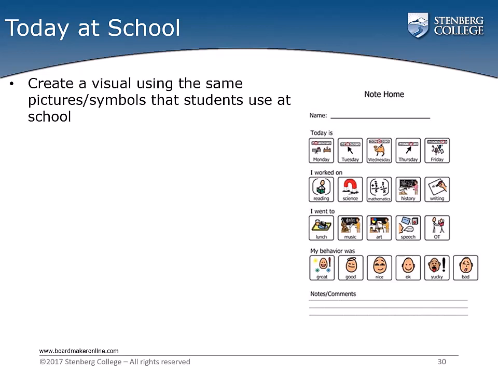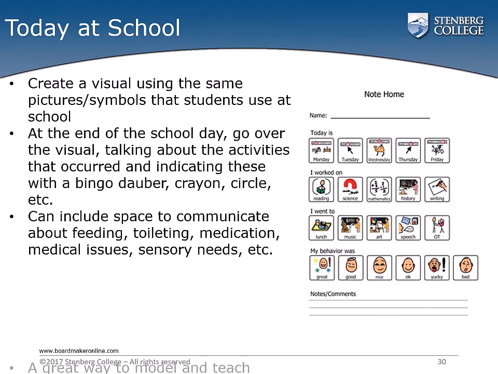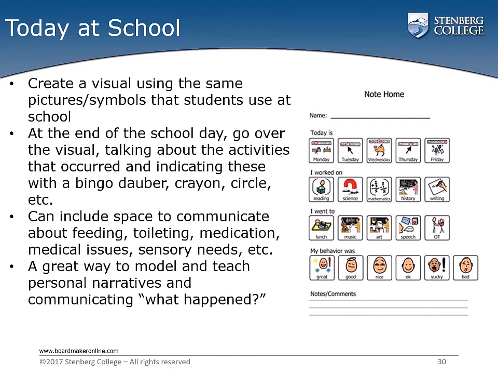can be created using the same pictures and symbols that students use at school with their schedules. So at the end of the school day, you go over the visual, talking about the activities that occurred and helping the student to indicate these either with a bingo dabber, with a crayon, by circling it, and so forth. They can also include space to communicate about feeding, toileting, medication, medical issues, sensory needs, and so forth. And they're a great way for us to model and teach about personal narratives and to help students communicate what happened.